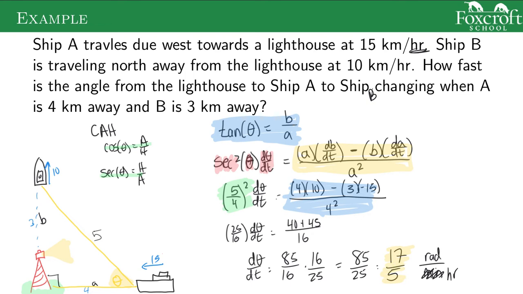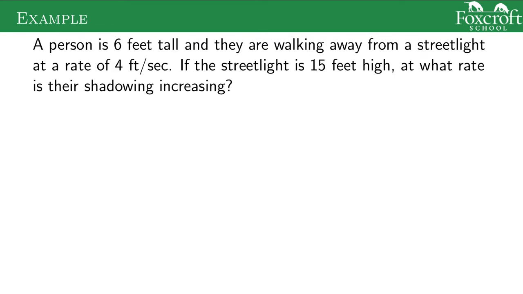So this is one example of another way you might have to use related rates. And we'll do one more example in the video, and again, just do a bunch of examples in class as well. All right, so a person's walking away from a street light at a certain rate, and we're going to talk about their shadow. Again, I'm going to pause the video for a second and draw the picture.